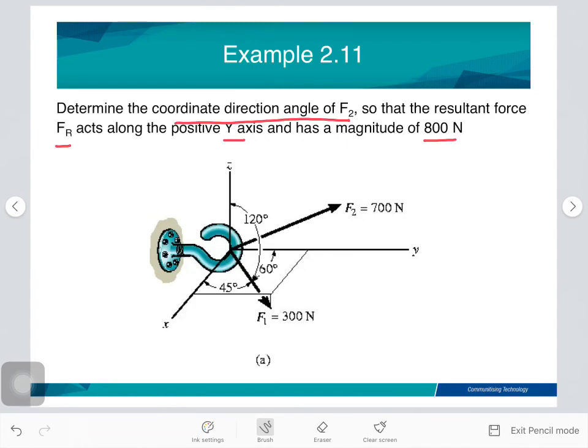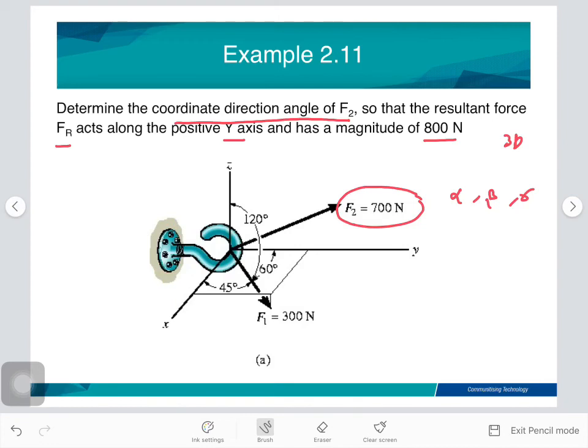So this case is also in 3D. Now you need to determine the F2 coordinate direction angles. F2 is given with a magnitude of 700. Then you need to find alpha, beta and gamma for F2.